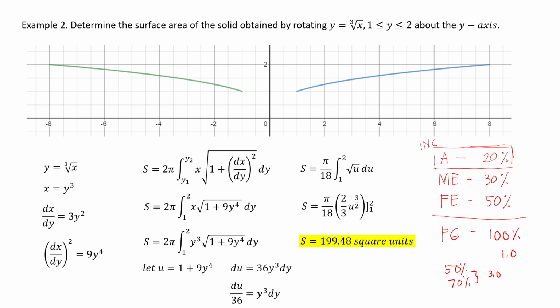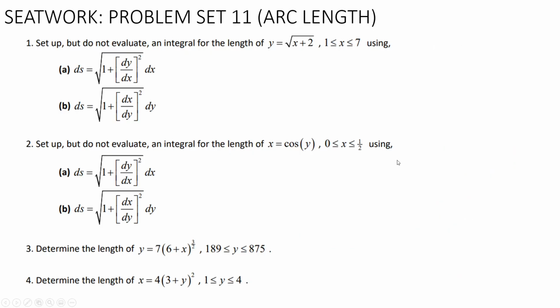Okay, so this would be the assignment. Let me try to search for it first. So this would be the assignment. Let me break it down for you so you understand what number 1 and 2 mean. For number 1 and 2, you just have to evaluate up until here only, meaning it's only setting up the equation. It's not totally getting the length. Same goes for this one.